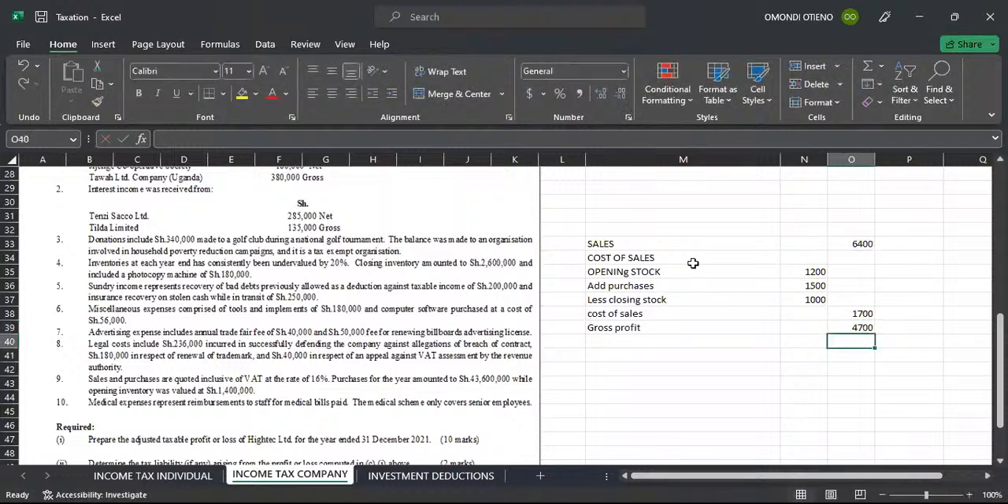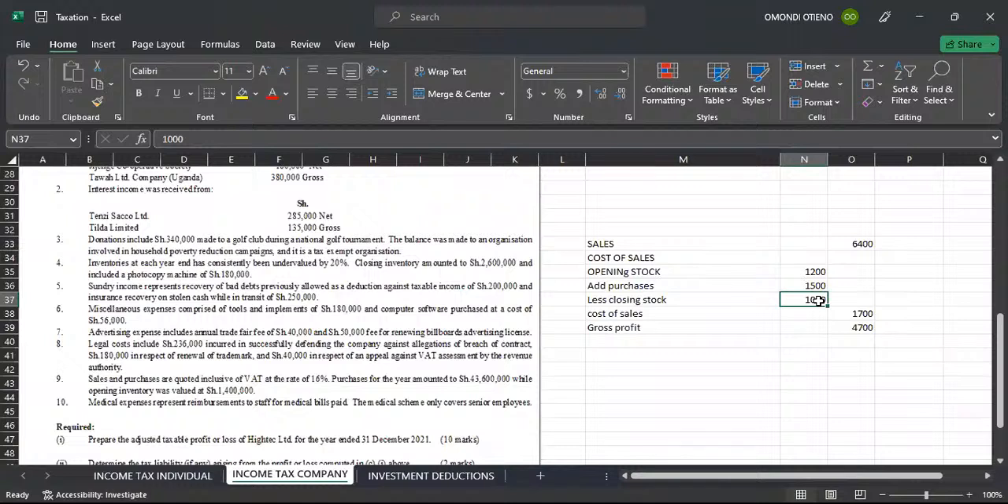So hapa ndani, inside our closing stock, ndani ya closing stock tuliambiwa, is it closing stock or closing inventory, and it includes a photocopying machine of 180,000. So let's see. This photocopying machine iko ndani ya closing stock. So we want to see how closing stock affects our gross profit. Our closing stock here is 1,000 and we have a photocopying machine of 300. So tukiweka hiyo photocopying machine inside the closing stock, see what we are having as our gross profit.